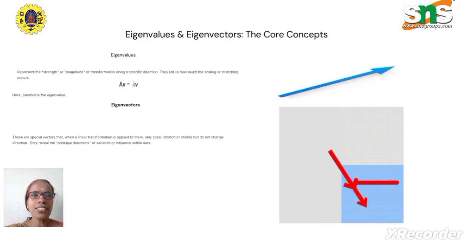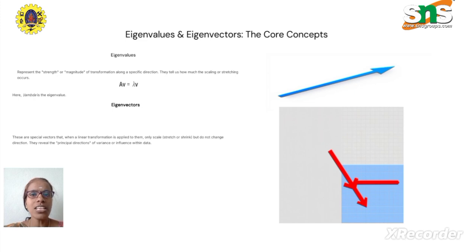And the next thing is eigenvalues and eigenvectors. First thing is the eigenvalue. This represents the strength or magnitude along a specific direction. They tell us how much scaling or stretching occurs, which will be shown in the first figure. And we will have the equation Av = λv. That lambda is called the eigenvalue, and the eigenvector is v.